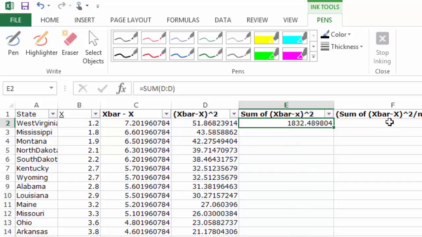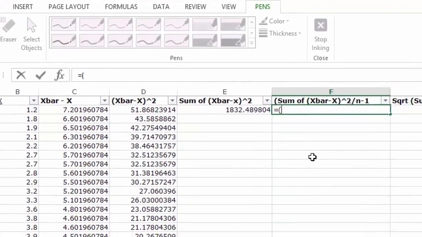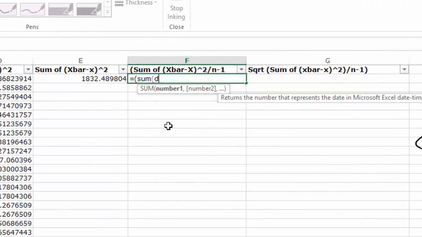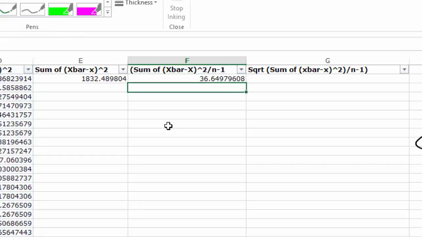I want that number divided by n minus 1. So I could just say equals the sum of column D divided by 50. Remember, we could get into counting formulas, things later, but for right now, I know there's 51 pieces of data over here. I'm dividing by 50 because that's going to keep a bigger chunk or a big number for the standard deviation. Gives me a little bit more wiggle room for error. Divide by 50. So there is that.